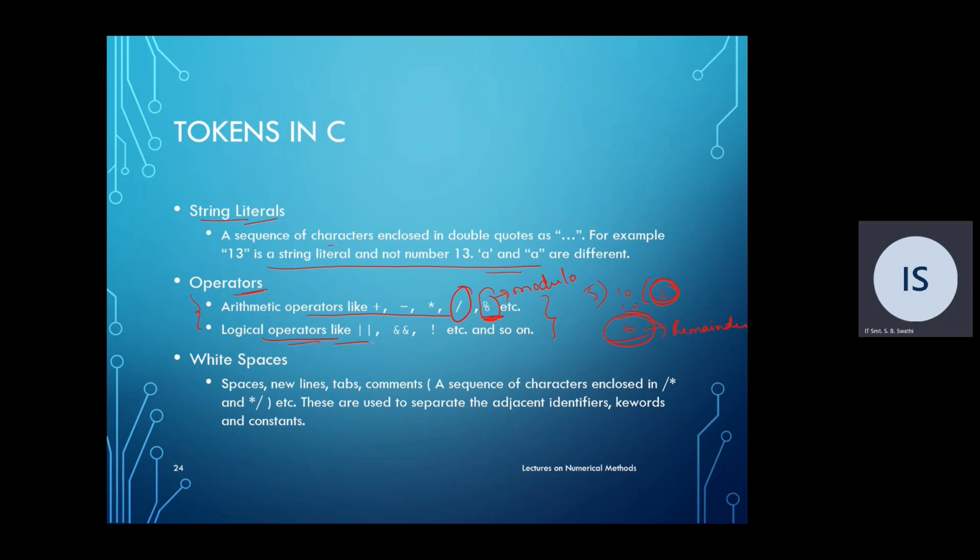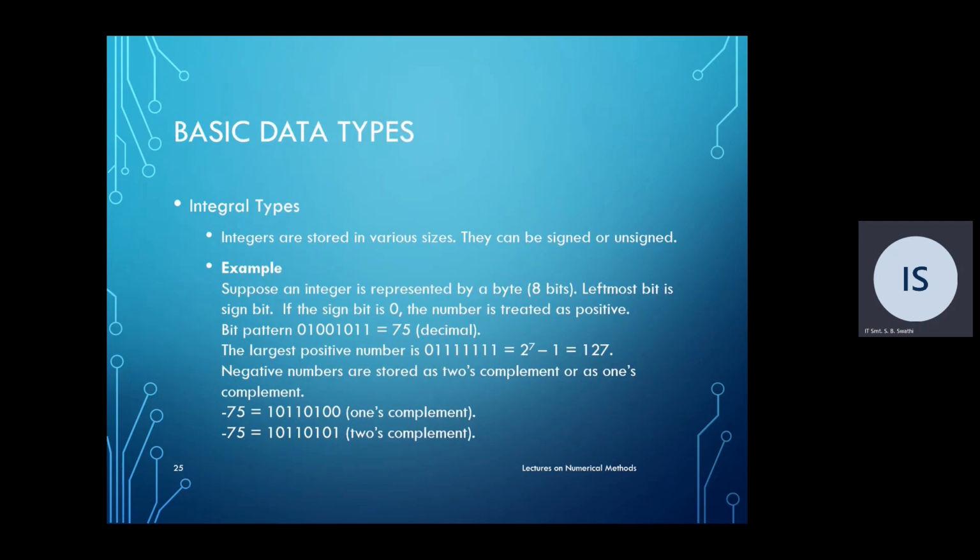And then we have other operators like logical operators. Okay, so various symbols which are on the keyboard we will be using as operators. And then we have white spaces to differentiate between the lines and different variables. We use white spaces.